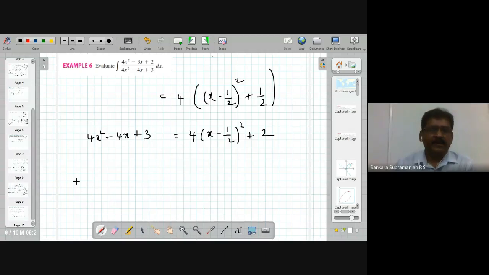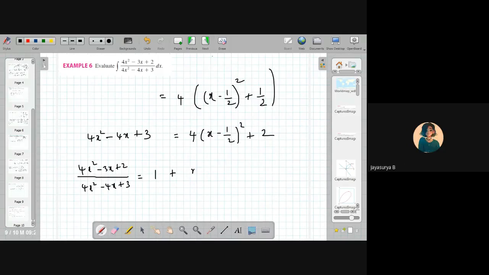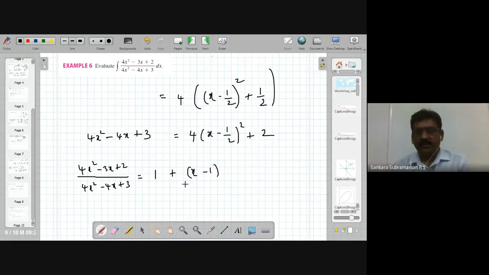So we found that 4x square minus 3x plus 2 divided by 4x square minus 4x plus 3 equal to quotient, என்ன வந்துச்சு, 1 plus remainder. என்ன வந்ததுப்பா? சார் x minus 1. டிவைசரை தான் நம்ம என்ன பண்ணியிருக்கிறோம், இப்படி மாற்றி எழுதியிருக்கிறோம். 4 into x minus 1/2 the whole square plus 2 ன்னு எழுதிடலாம்.